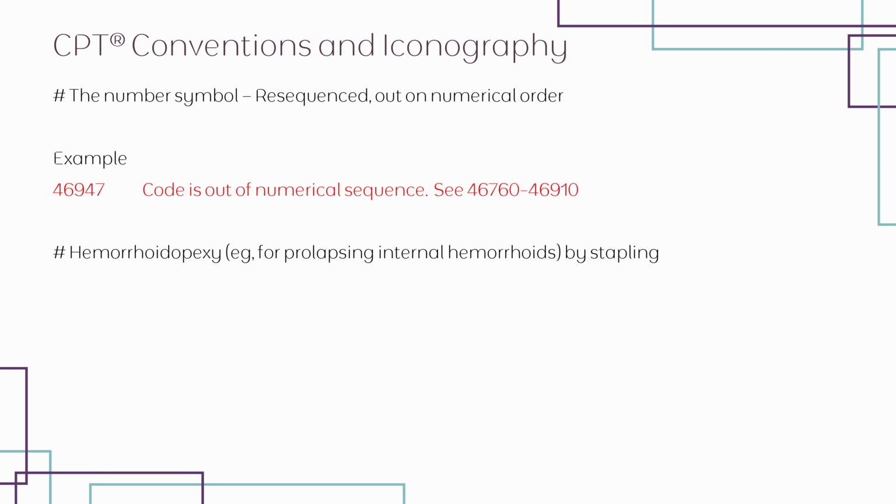If you ever need a complete list of all resequenced codes, you can find it in Appendix N of your CPT codebook. This appendix provides a helpful summary of all codes that have been moved out of their normal numeric sequence. Understanding the purpose of the pound sign will help you navigate the codebook more effectively and ensure that you don't overlook codes simply because they aren't located where you would expect them to be.